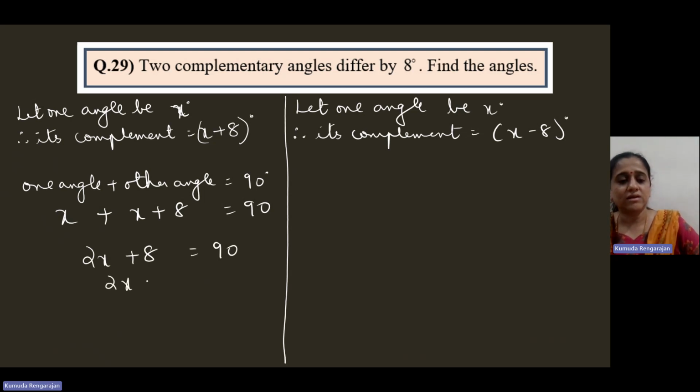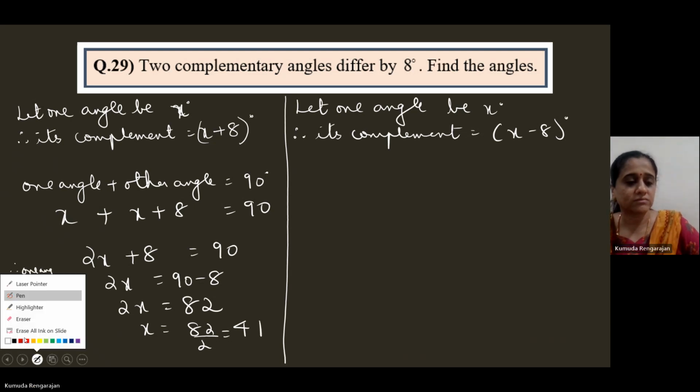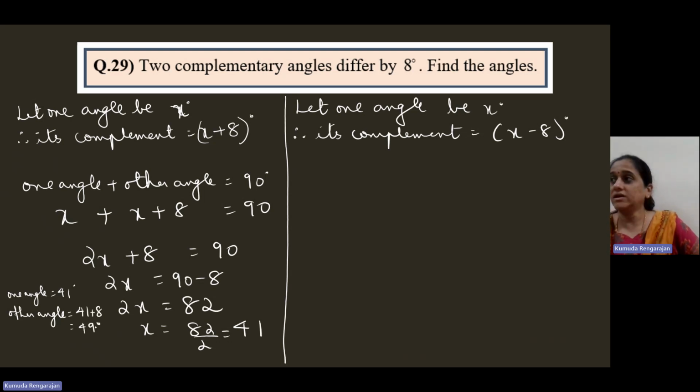Plus 8 to the other side, minus 8. 90 minus 8. So 2x is equal to 82. So x is equal to 82 by 2, which is 41. So one angle is equal to 41 degrees. The other angle is equal to 41 plus 8, which is 49 degrees. Correct?